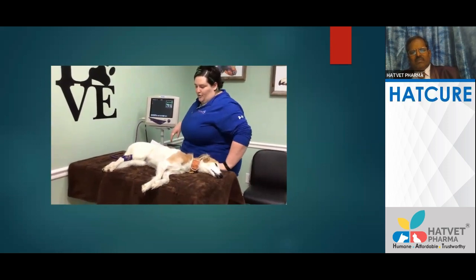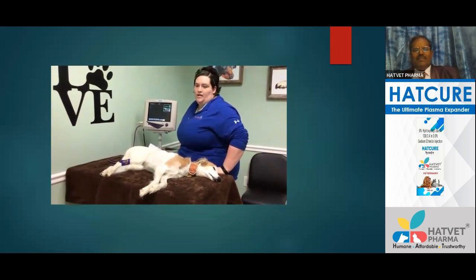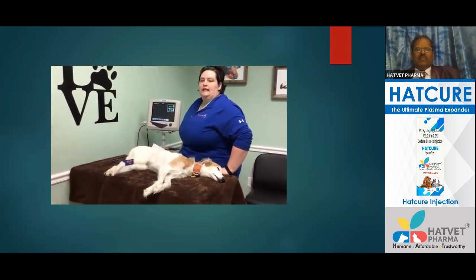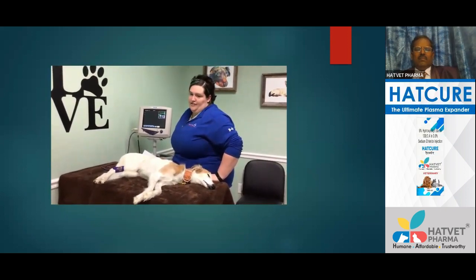Now, the average for his oscillometric blood pressure on the front leg was 1.2. That would be considered very high on the normal. Also, the cuff on the left leg.